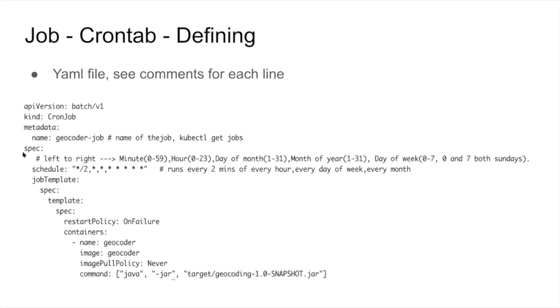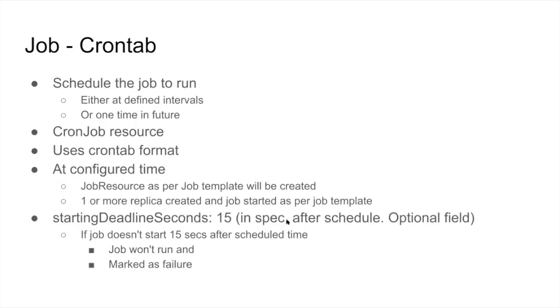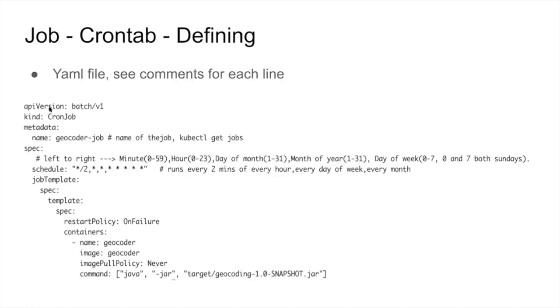You see spec and you see schedule. After spec and schedule, you could give the starting deadline seconds also. But let's go through this cron tab. Now you see the difference. The kind is CronJob. The metadata name is the geocoder job, so the name of the job will appear in kubectl get jobs. This is the spec, and this is the schedule because it's a cron job.